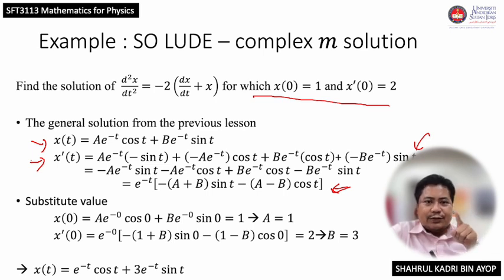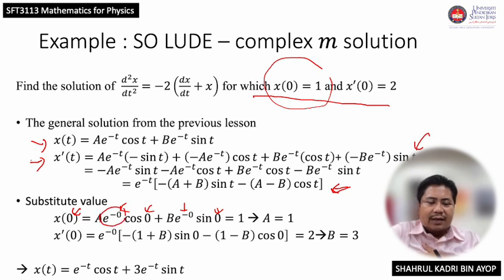Then we substitute the initial condition, t equal to 0 everywhere. So this is equal to 1, and this is equal to 0, which means we don't have this term. Finally, we have A equal to 1.